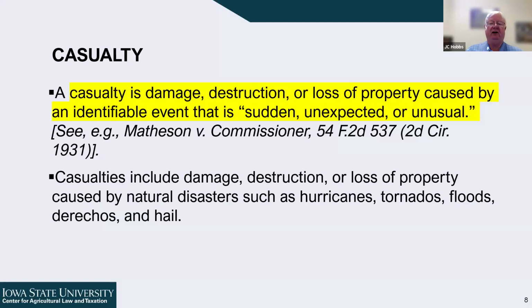So basically, when you look at this, there's a court case here that goes back to 1931 that defines what a casualty is. It's damage, destruction, or loss of property caused by an event that we can identify that is sudden, unexpected, or unusual. So damage, destruction, loss of property, natural disasters such as hurricanes, tornadoes, floods, derechos, hail, etc. Wildfires are also included in some of this.